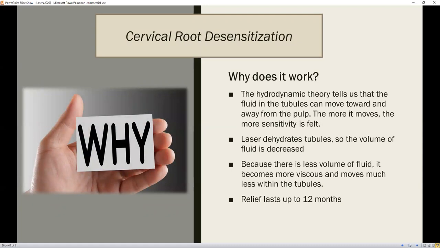So let's talk about root desensitization. Why does cervical root desensitization work? Remember that hydrodynamic theory that tells us that the fluid in the tubules can move toward and away from the pulp. The more it moves, the more sensitivity is felt. So the laser dehydrates those tubules, so the volume of the fluid is decreased. And because there's less volume of fluid, there's going to be less movement and it becomes more viscous and it moves much less within the tubules. And that is why there's desensitization happening, and that relief can last up to 12 months.